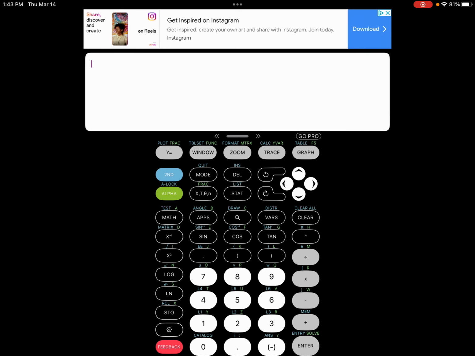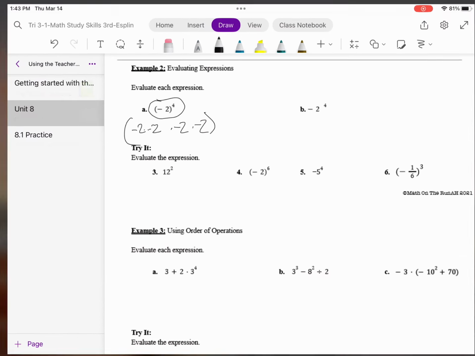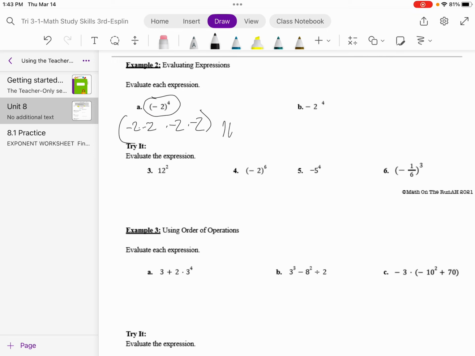And I'm going to put in parentheses -2. And then on the right side, underneath the clear, we have the caret button. And we put a 4 there. And hit enter. And it tells us what the answer is, which is 16. So this one would be 16.